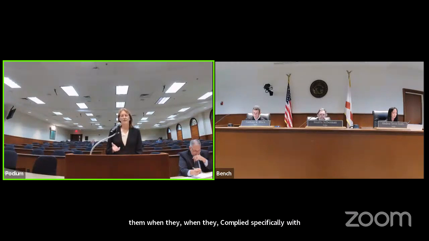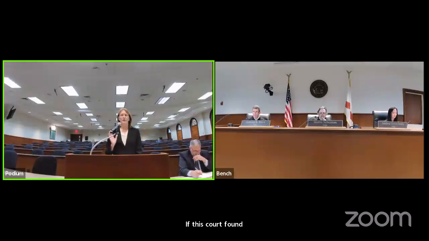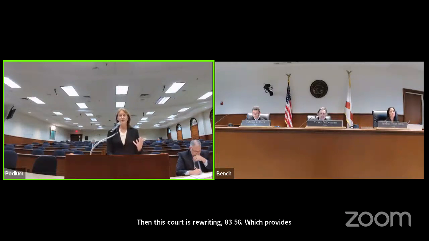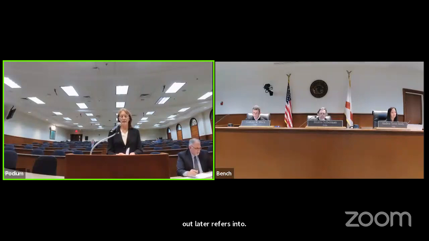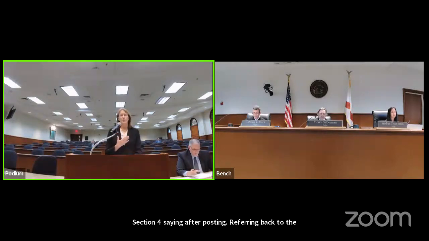If this court found that what the landlord has to do is put the notice in an envelope and tape it to the door, then this court is rewriting 83.56, which provides that the notice may be left, and then, as Judge Smith pointed out, later refers in Section 4 to after posting, referring back to the leaving. Then this would be rewriting the statute to say you can't leave it in a manner that posts it because it has to be secured or hidden and concealed in an envelope.